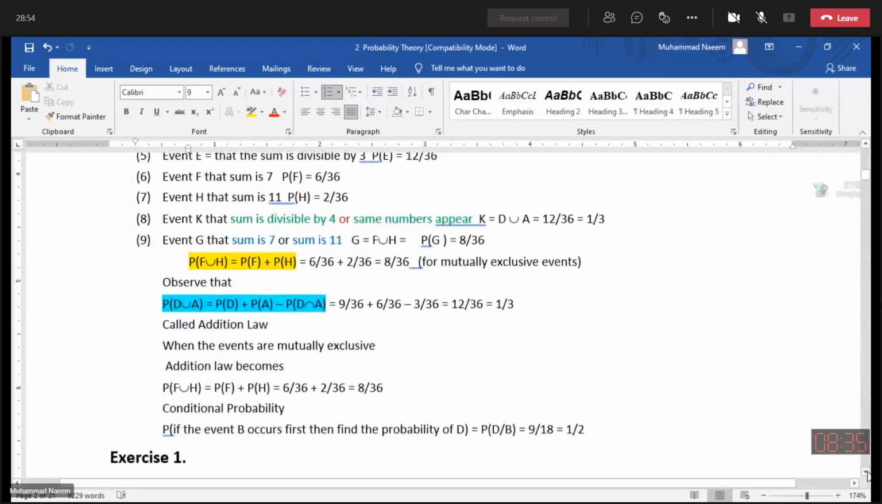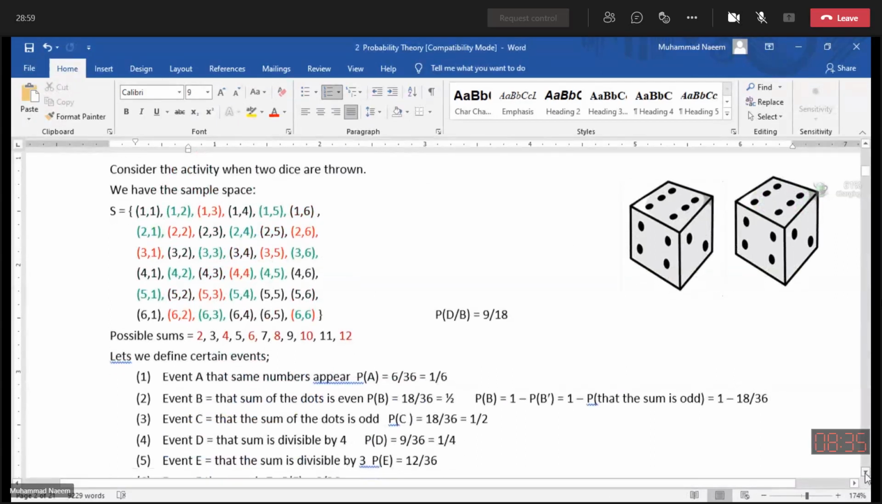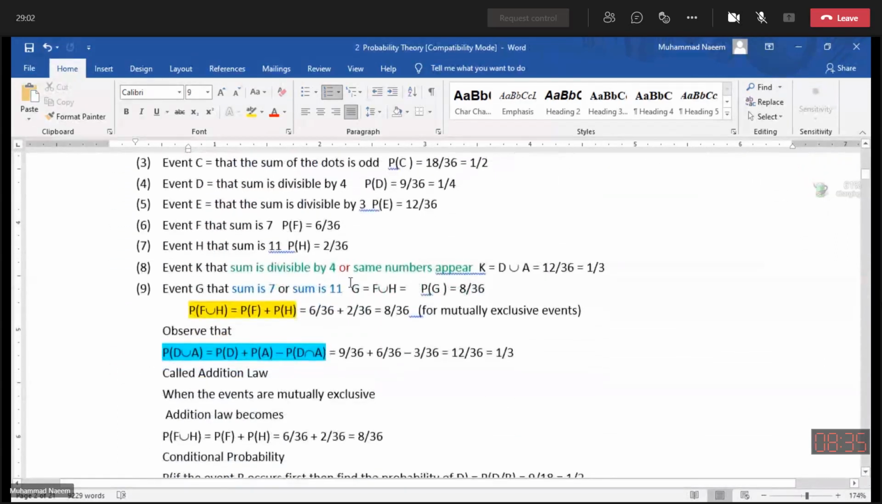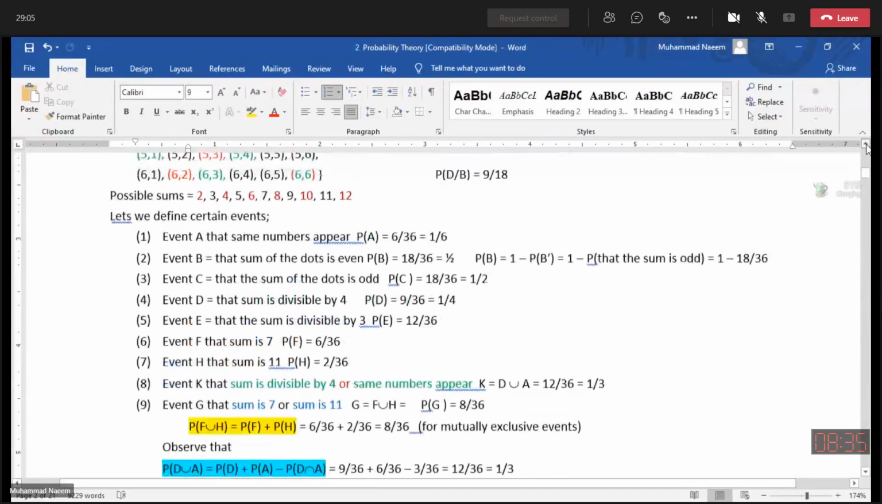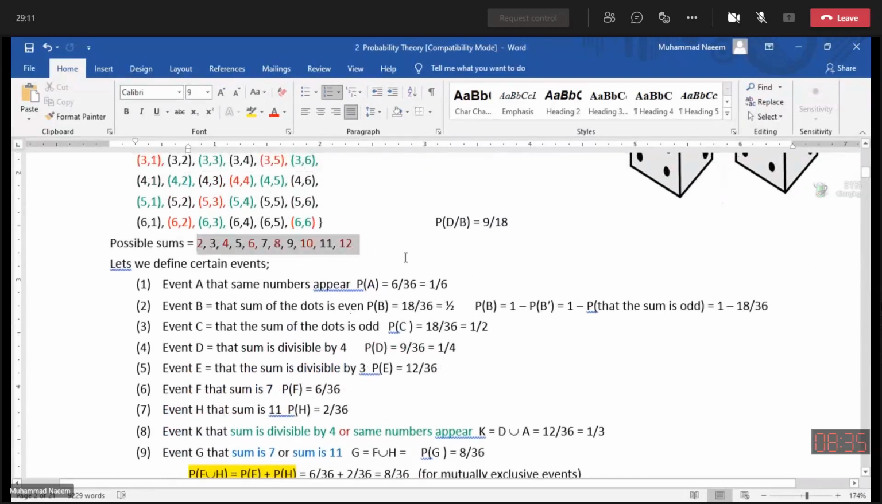Now look at the sums. Look at the ordered pairs whose sum is divisible by 4, as the possible sums are 2, 3, 4, 5, 6, 7, 8, 9, 10, 11, 12. Out of these, 4 is divisible by 4, sum 8 is divisible by 4, and sum 12 is divisible by 4.